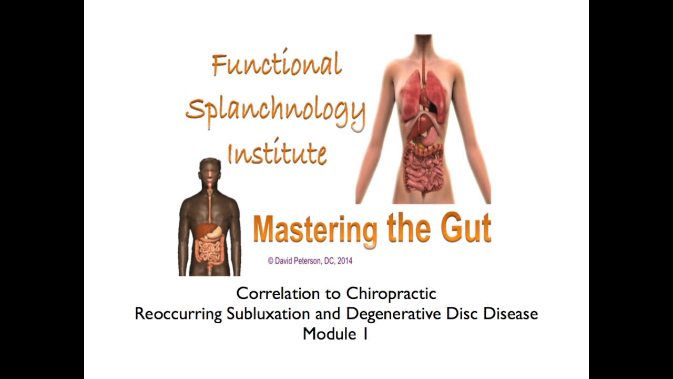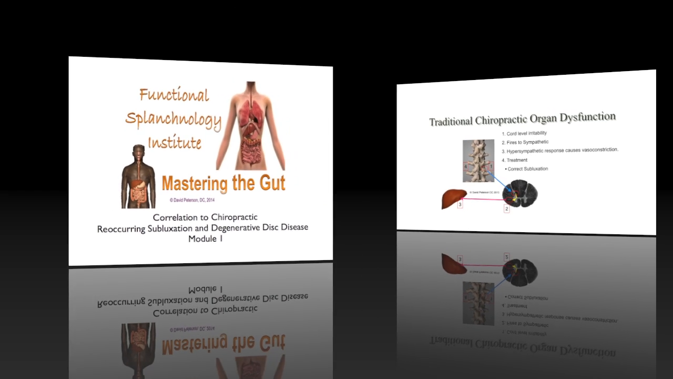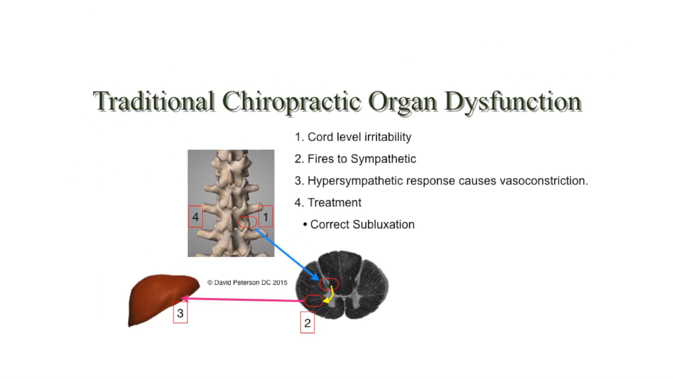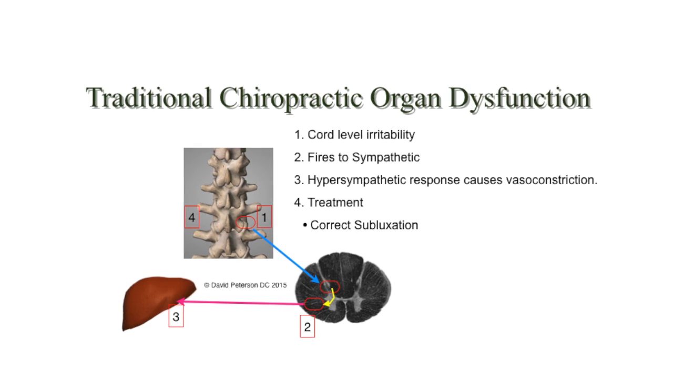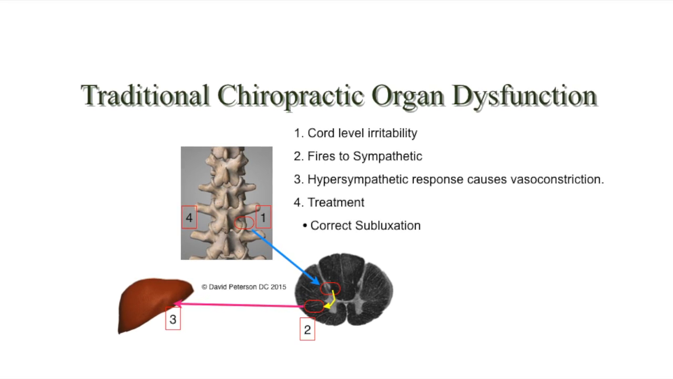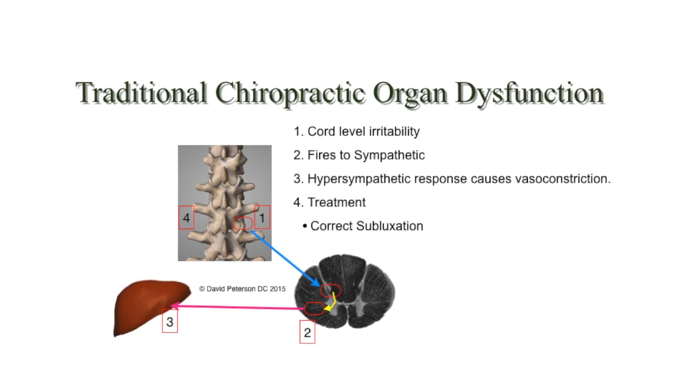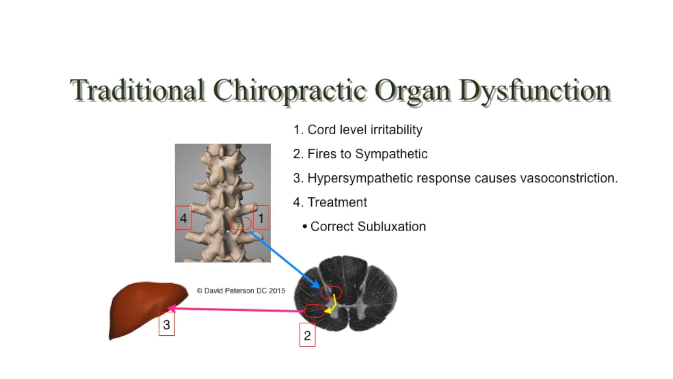Welcome to Mastering the Gut, Module 1: Correlation to Chiropractic, Reoccurring Subluxation, and Degenerative Disc Disease. The traditional chiropractic model for organ dysfunction is a vertebral subluxation with cord-level irritability firing to the sympathetic nerves.